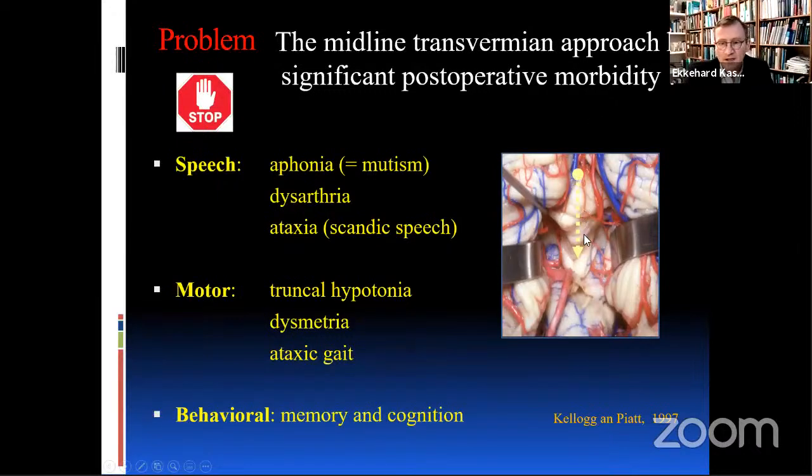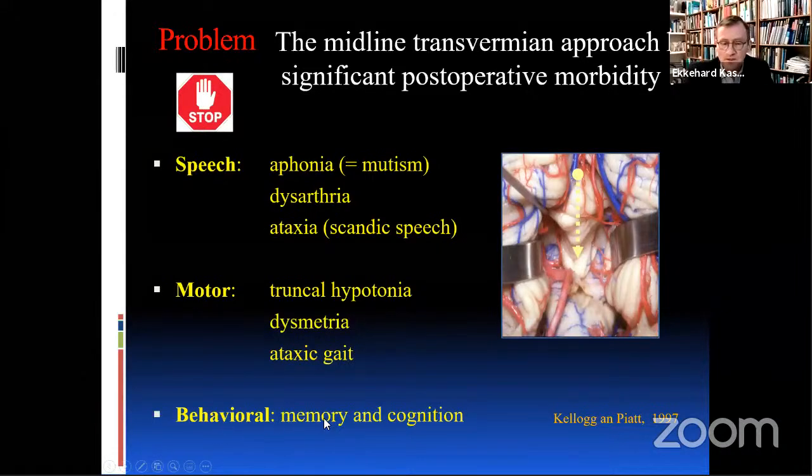If you split the midline, there are usually 3 domains that are affected, especially speech, which is called cerebellar mutism or aphonia, dysarthria, and ataxic scanning speech. There may be motor deficits postoperatively, especially with truncal hypotonia, dysmetria, and ataxic gait, which can be aggravated by retraction. And there are also behavioral problems, including memory and cognition, especially if you disconnect the dentate nucleus.